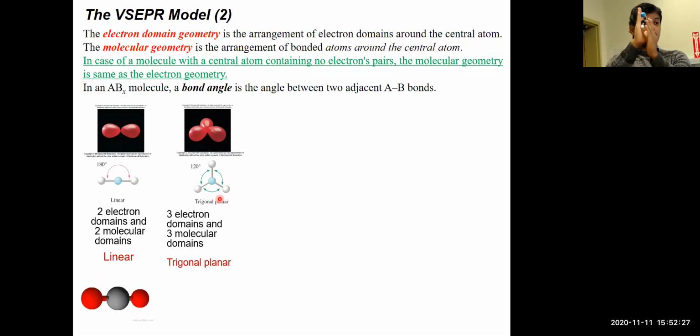Can you guys see the planarity now? If I hold it in my hand like this, it is basically flat. No atom is out of the plane. They are all on the same plane here. So it is called trigonal planar. And because it is in the shape of trigonal planar, the bond angle between each bond is 120.